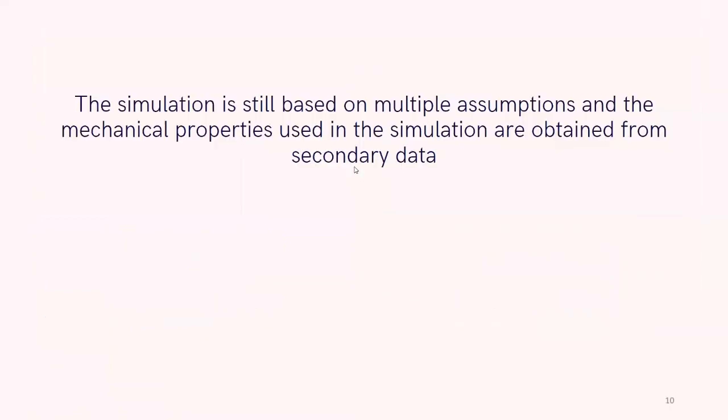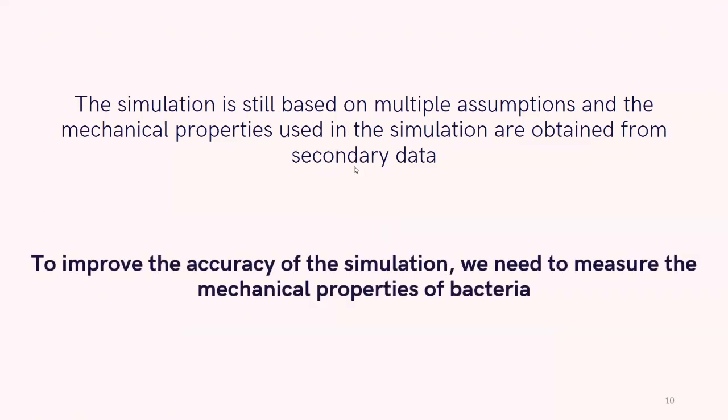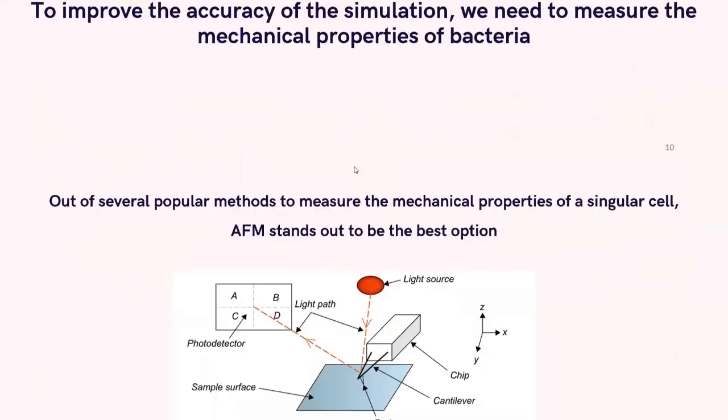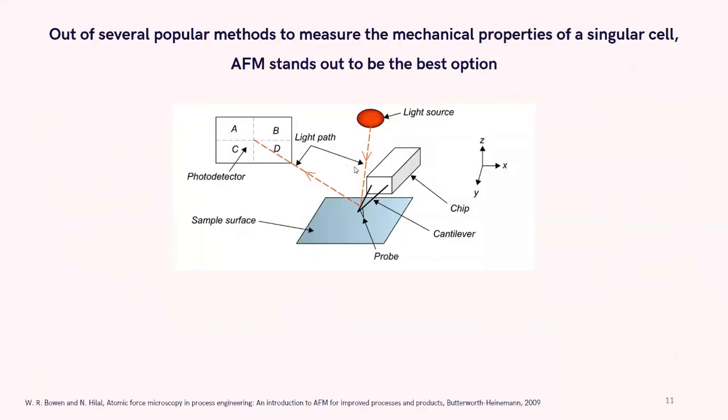The simulation is still based on multiple assumptions, and the mechanical properties used in the simulation are obtained from secondary data. To improve the accuracy of the simulation, we need to measure the mechanical properties of bacteria. Out of several popular methods to measure the mechanical properties of a singular cell, AFM stands out to be the best option. It is non-destructive and does not interfere with cell physiology.